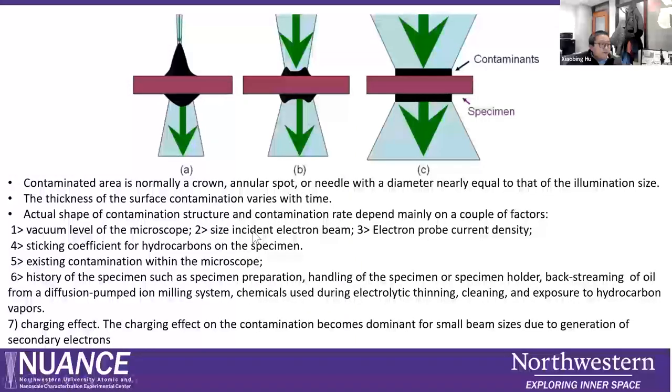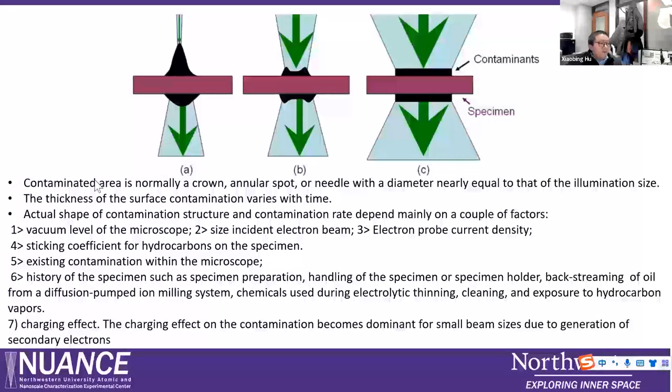So these are some facts about contamination. In your figure, you see A, B, C. For A, the convergence angle of the electron beam is very small. That's why you can see the carbon grow along the Z direction. And for C, the convergence angle is very large, so it is a large area. Like this one, most likely the carbon will distribute uniformly along your beam illuminated area.